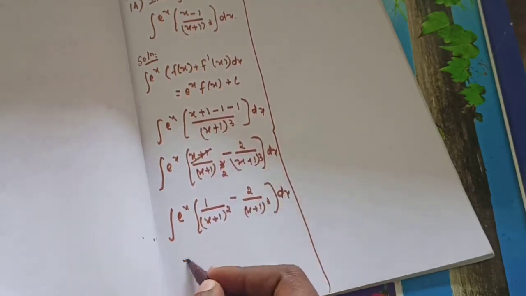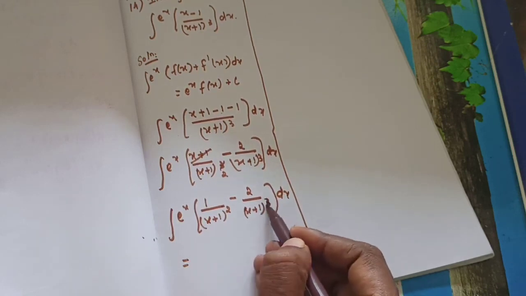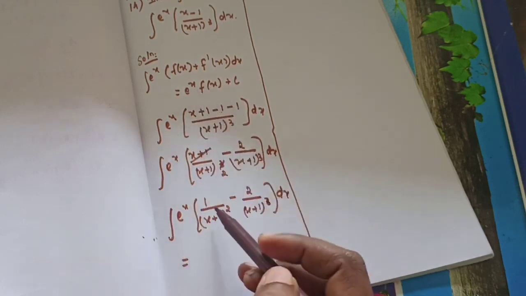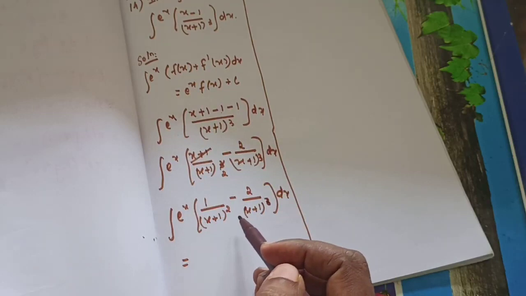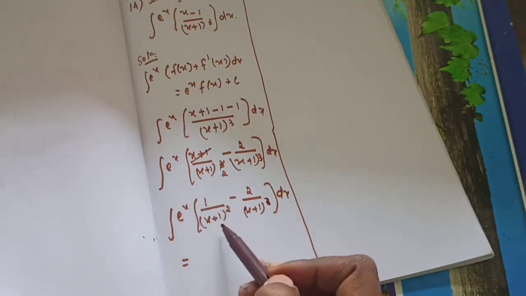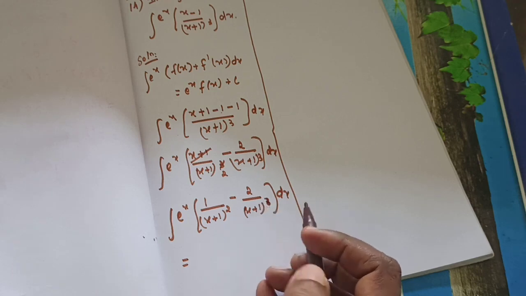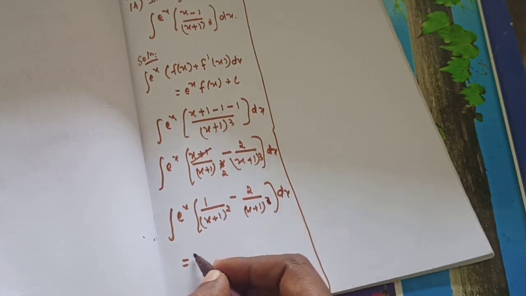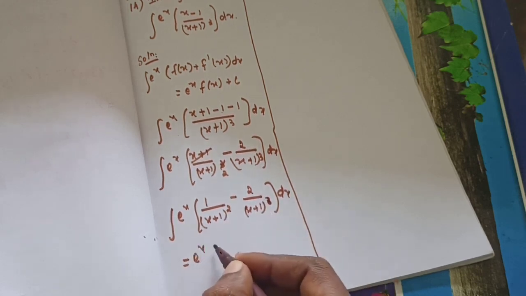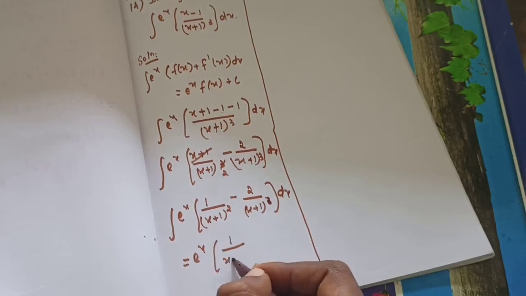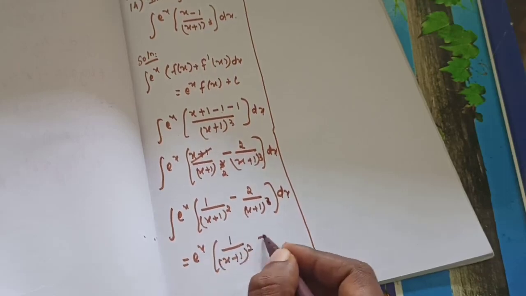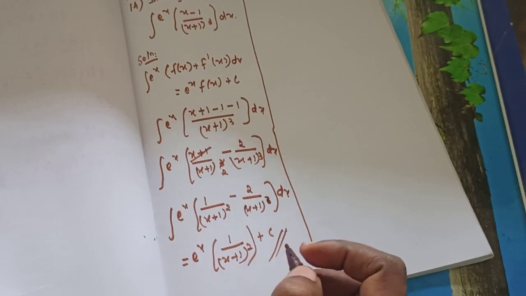So that's equal to, now see here we come to know it is in the form of f of x, that is 1 by (x plus 1) the whole square. When you are differentiating 1 by (x plus 1) the whole square, what will you get? Minus 2 by (x plus 1) the whole cube you will get, is it right? So we can write it as e power x into f of x, what's the f of x value? 1 by (x plus 1) the whole square, plus c. So this is answer. Understand?